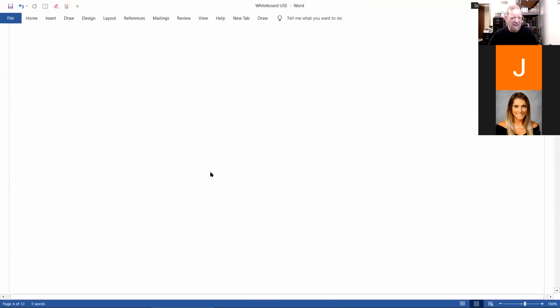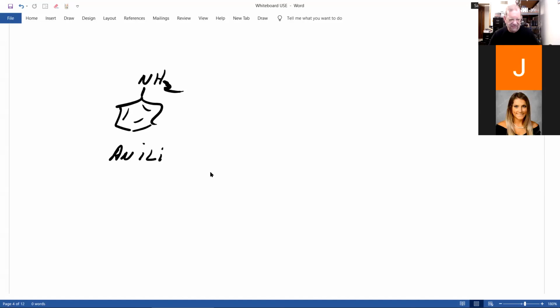Now, a molecule that's very important, and I'll talk more about it later in the chapter, is when you have a benzene with an amine group on it. And this is not called benzene amine. This has a common name that IUPAC made the IUPAC name. And this is called aniline.